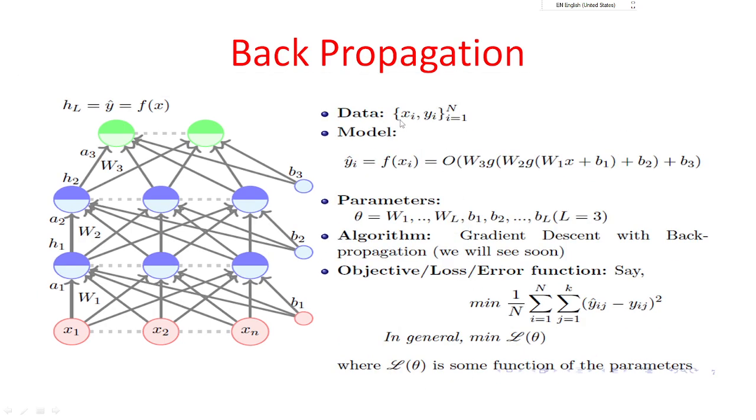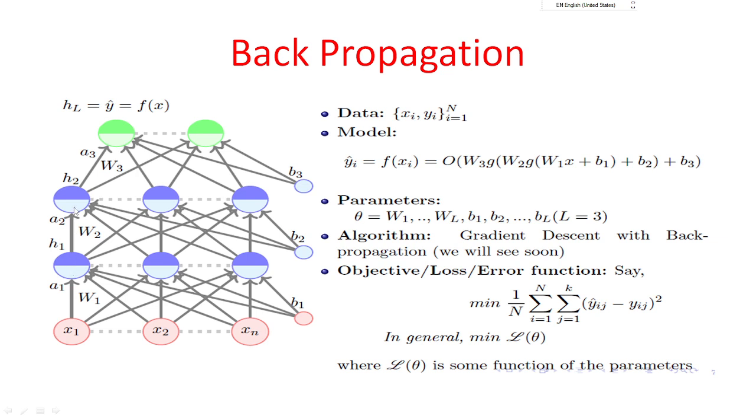Now we have the labeled data, where the label for xi is assigned to yi. So we have data xi, yi, and how many do we have? We have capital N. The modeling is: first we have w1 of x plus b1 as the first layer pre-activation. Then g, the activation, is applied, and this is fed as input to the first hidden layer.